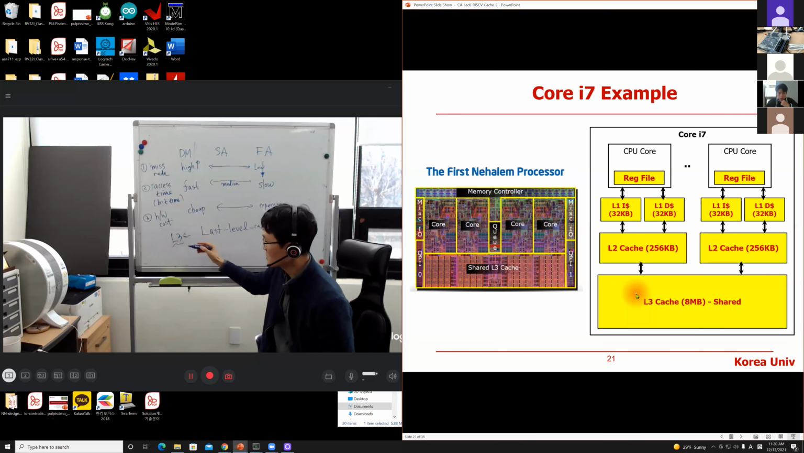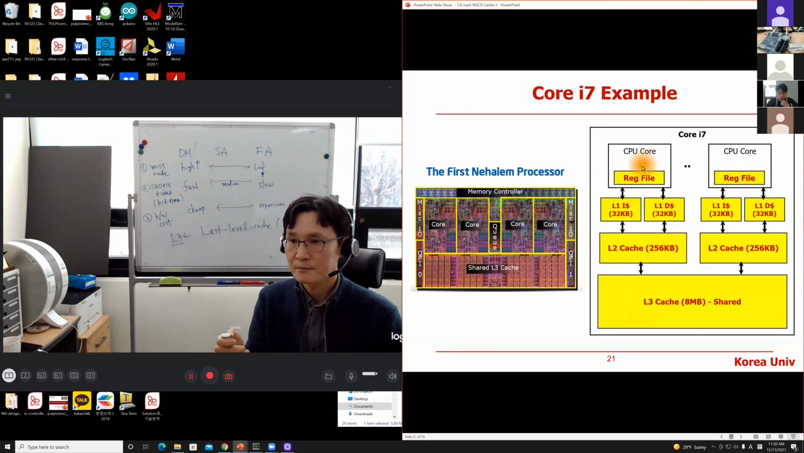And level 1, level 2 are private caches. Level 1, level 2 are integrated inside this core. They are only serving this core, this CPU. Same thing goes here, right? This L1, L2 are serving only this core number 3.